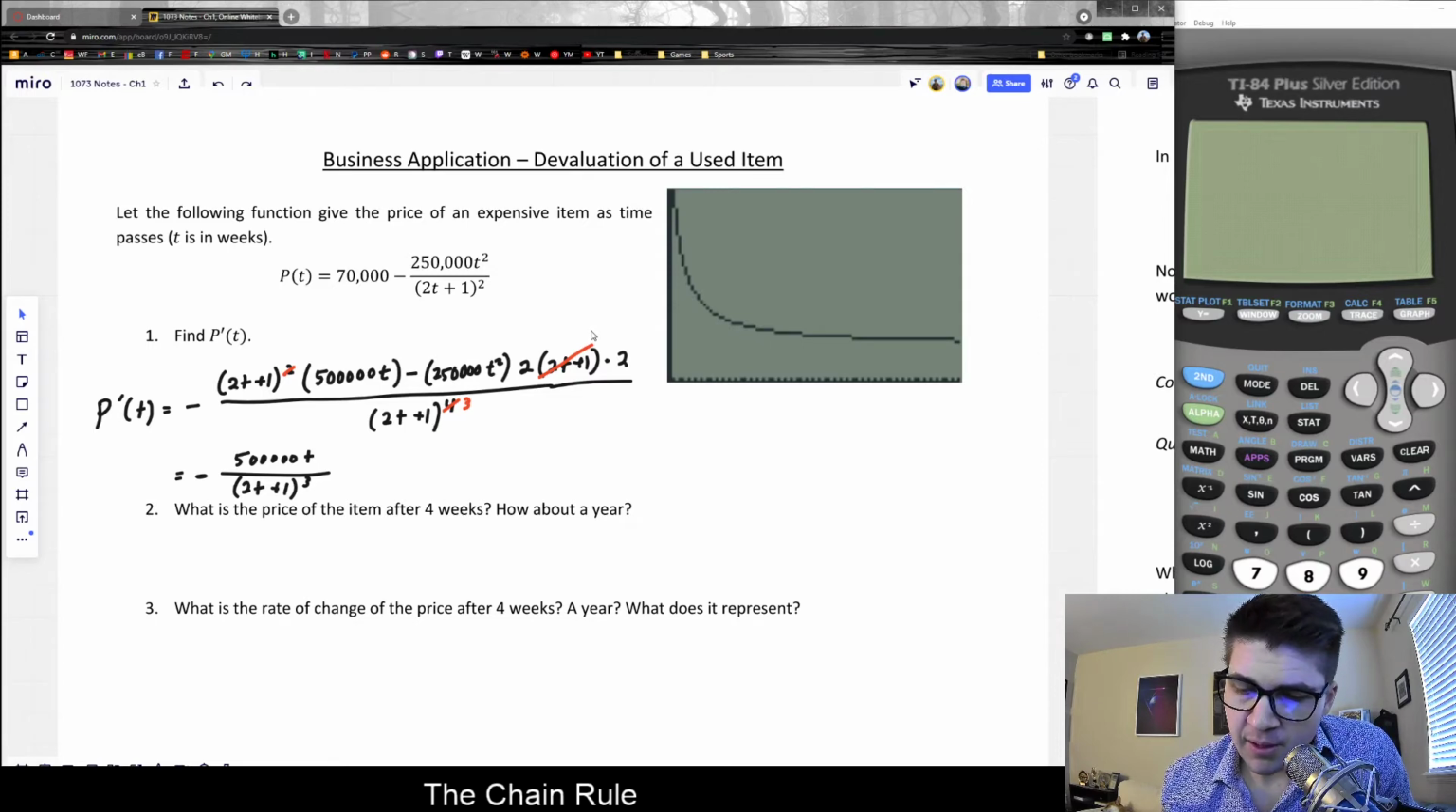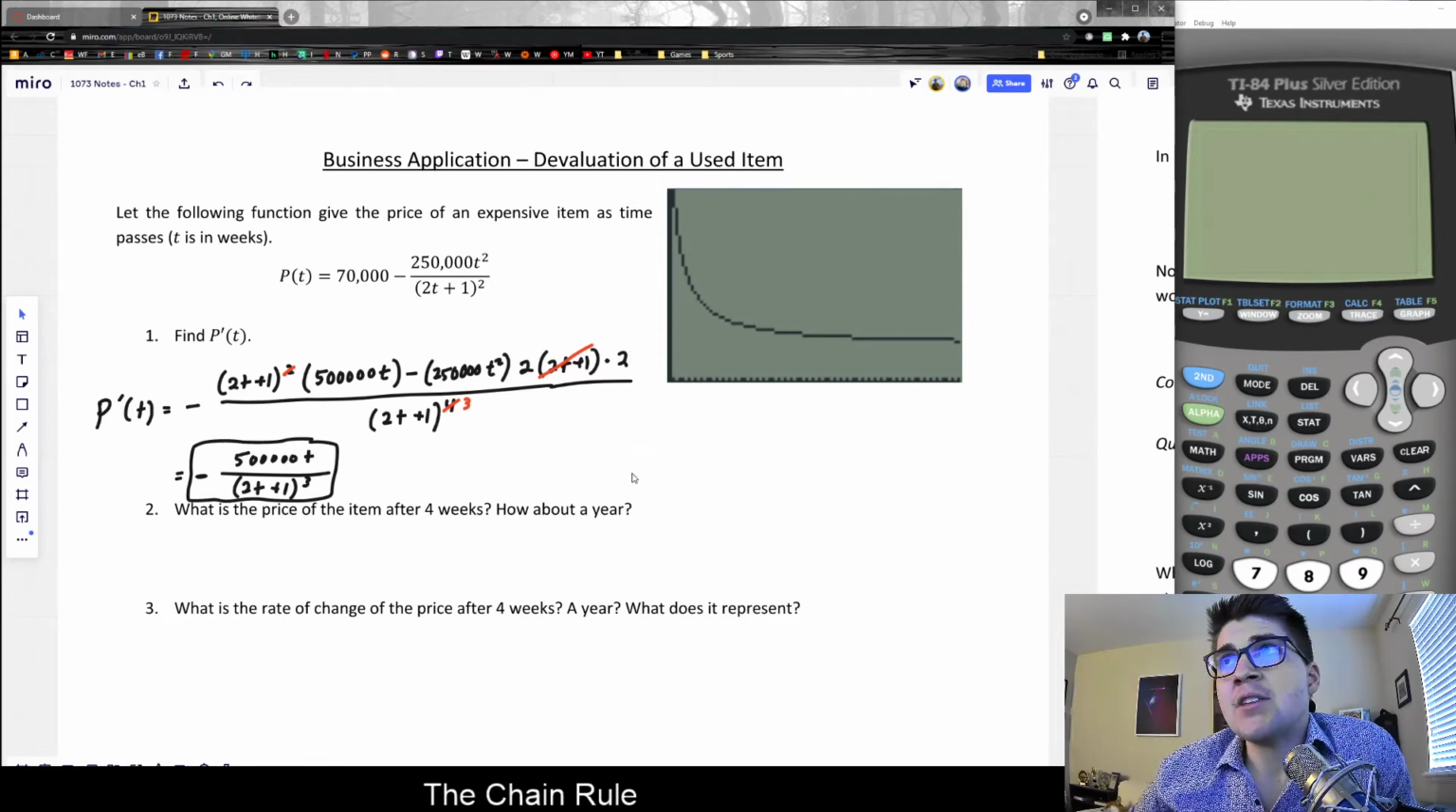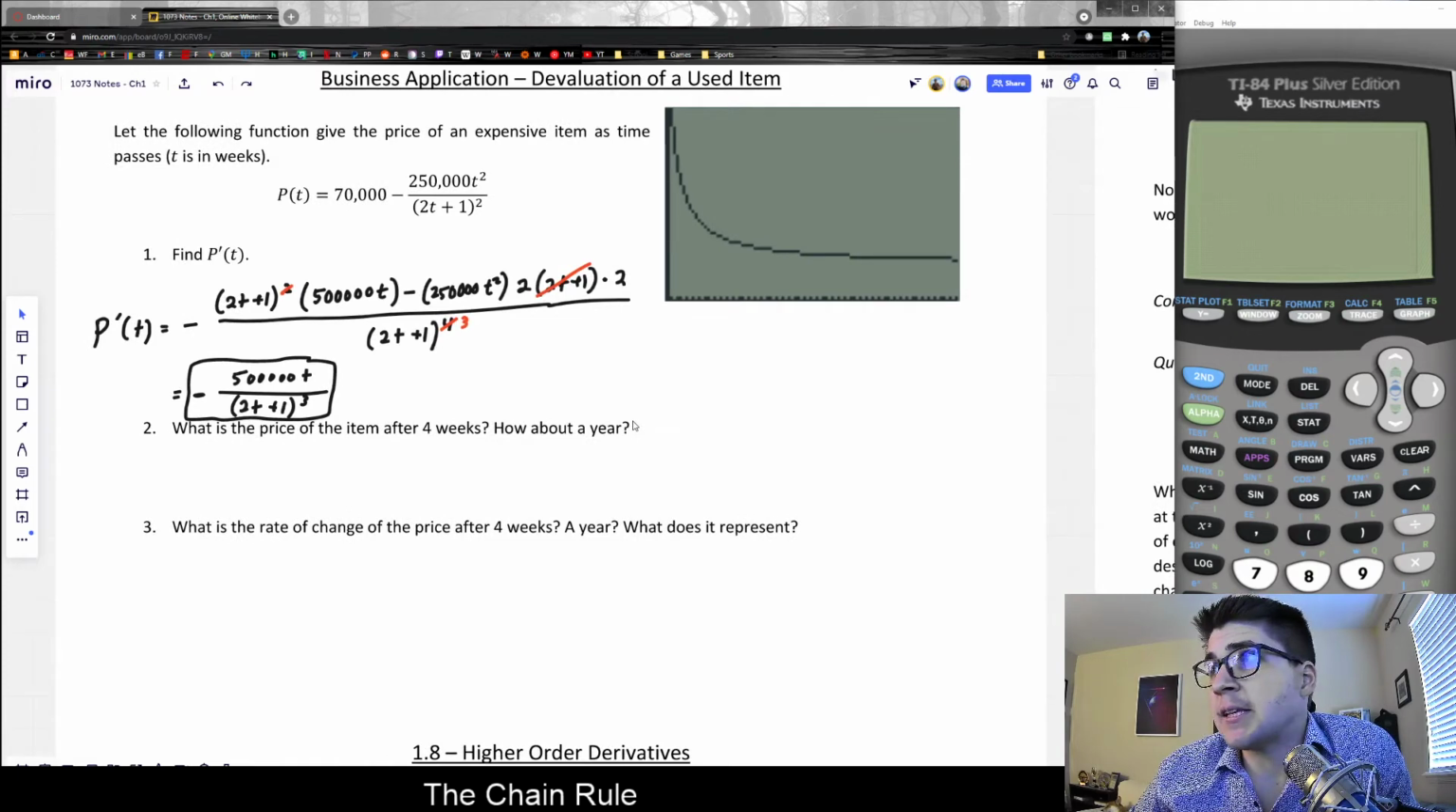And so the derivative, while it looks quite horrible, it actually ends up being relatively simple comparatively at the end of the day. So let's answer some of the questions that were asked about this. And this will be a commonality with your homework. Usually at the end of each homework assignment, there's one or two applied questions where we put into practice the things that we've been covering mathematically speaking. So first it asks us, what's the price of the item after 4 weeks? How about a year? And this just gives us a sense of how the value of whatever we call it is going to be.